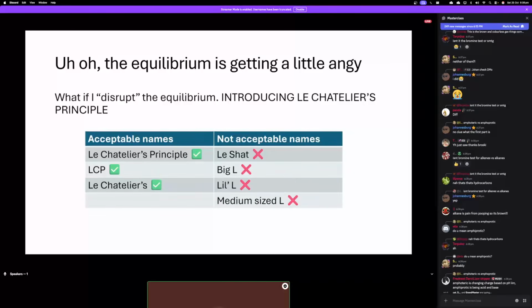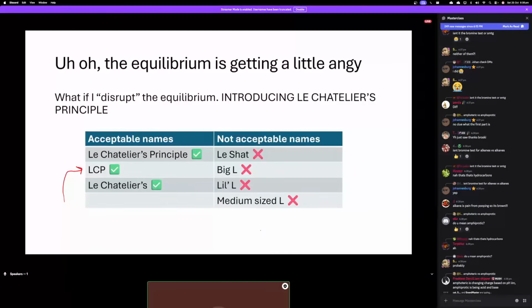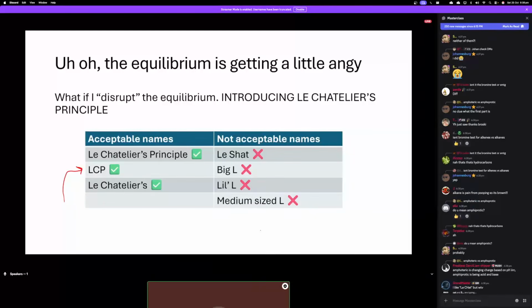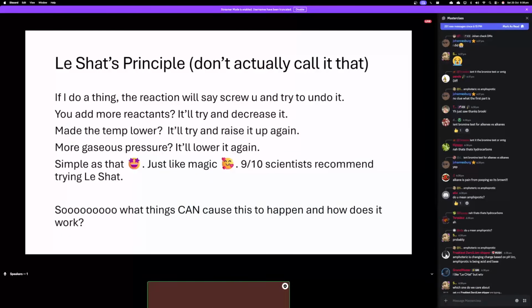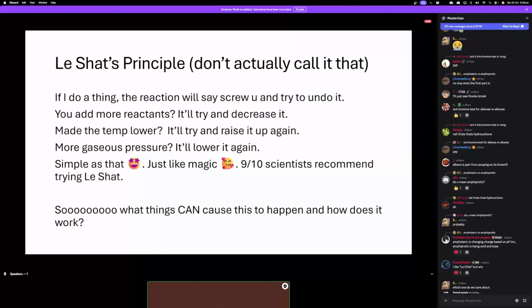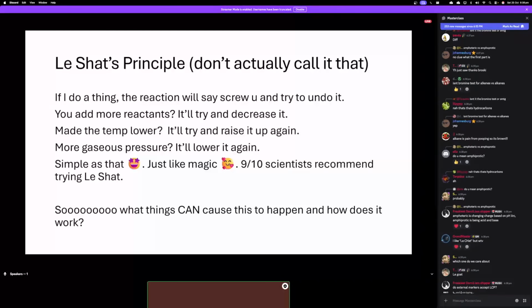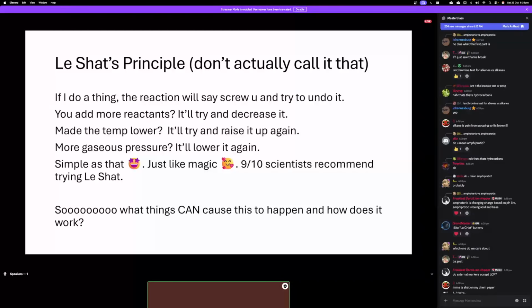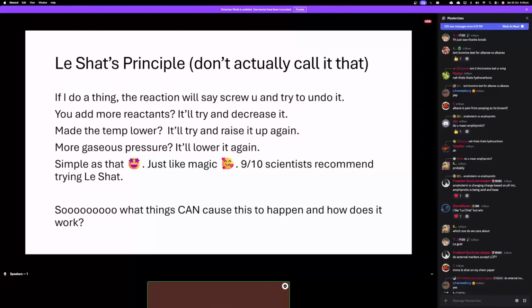Cool. Personally, I'm a fan of LCP. It's very, very short, very quick, and it's completely fine. So, what is LCP? LCP just tells us that if we do some change, then the system at equilibrium will do whatever it can. Do external markers accept LCP? I'd hope so, because I wrote down LCP.